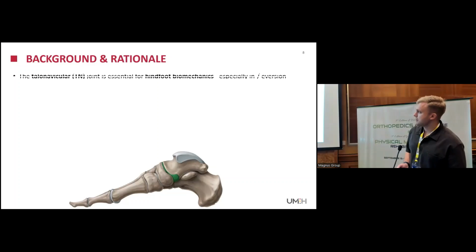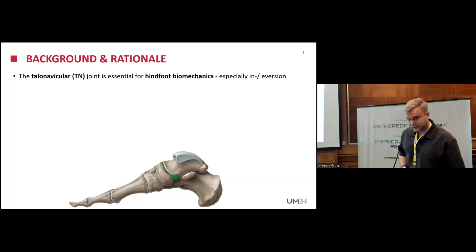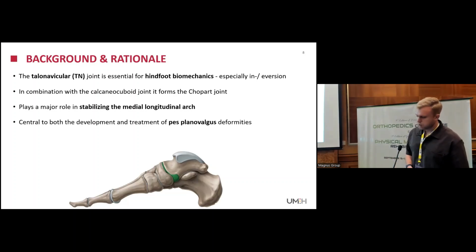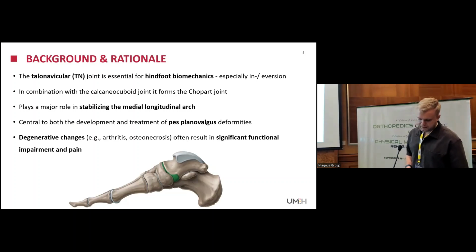So to keep it short, some background information. The TN joint, as you may already know, is essential for hindfoot biomechanics, especially inversion and eversion. In combination with the calcaneocuboid joint, it forms the Chopart joint. And of course, it plays a major role in stabilizing the medial longitudinal arch. So it's central to both the development and treatment of pes planovalgus deformities. Degenerative changes, for example arthritis or osteonecrosis, often result in significant functional impairment and pain.